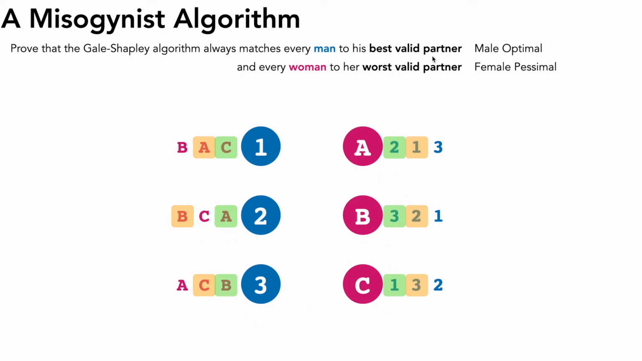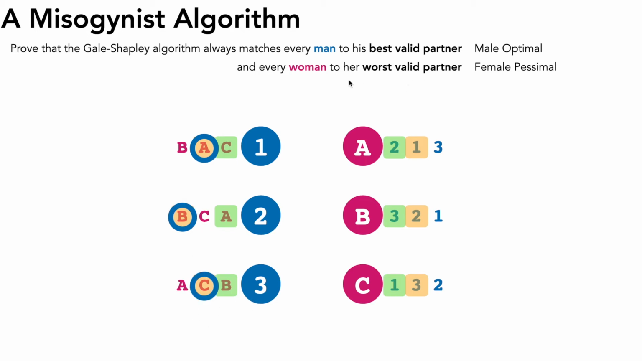So a man's best valid partner is a valid partner, aka a woman who's highlighted since she shows up in some stable matching, and it's the best possible valid partner, so the highest highlighted woman on his list. So the best valid partner for man 1 would be woman A. And so on and so forth, we can see that the best valid partner for man 2 is B, the best valid partner for man 3 is C.